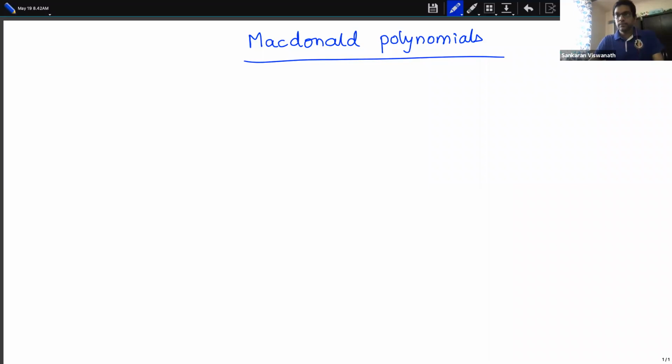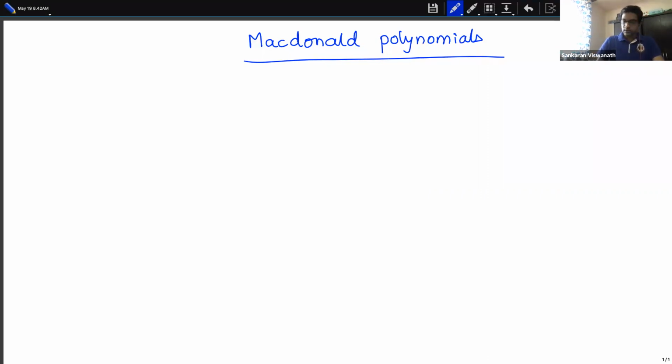So my plan is, at least for today, initially I'm just going to spend some time reviewing whatever Raghavan has talked about in the last 3 lectures, and probably adding a few points here and there. And towards the end, my goal is to talk about the symmetric Macdonald polynomials. Okay, so again, feel free to stop me if I'm going too fast or what I'm saying is not too clear.